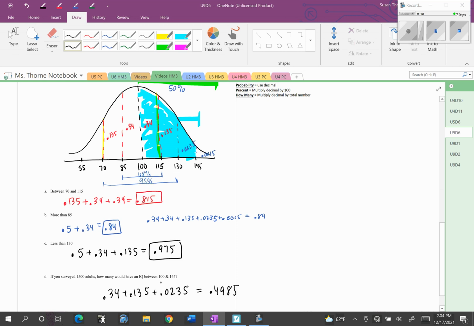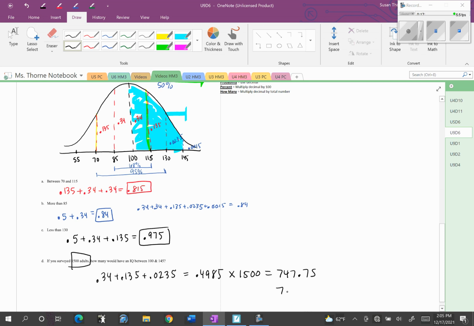And remember, it's asking how many would have an IQ if we surveyed 1,500 adults. So you take your decimal and you multiply by that total number. So we have 0.4985 times the 1,500 adults that we surveyed, which equals 747.75. And for these, we always round up. So we would say 748 adults, and that would be the amount of adults that have an IQ between 100 and 145.